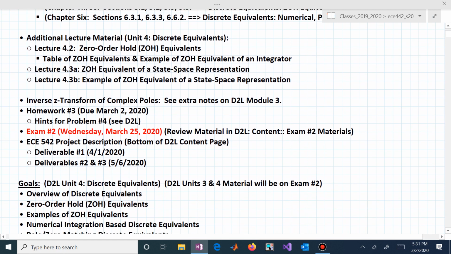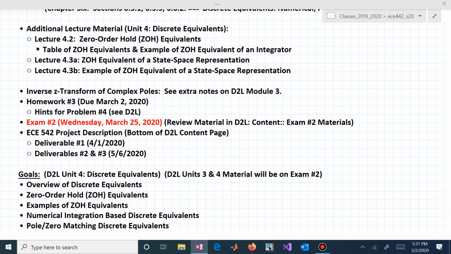There's also going to be additional lecture material. It's not extra, it's additional, meaning you need to look at it. And it will be discussing particular examples that we may not spend time with in class on zero-order hold equivalence. There's going to be one, which is Lecture 4.2, that contains a table. It's not a straight Z-transform table, it's a table of zero-order hold equivalence. And hopefully that will become more clear what that might mean after today's lecture.